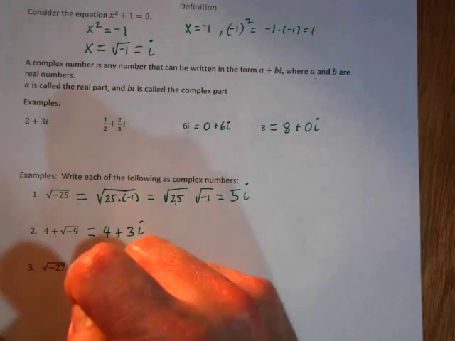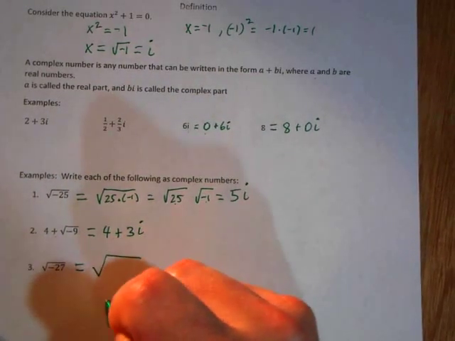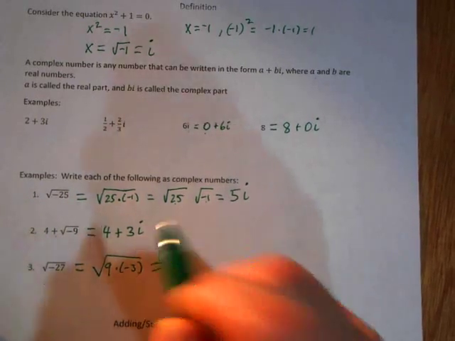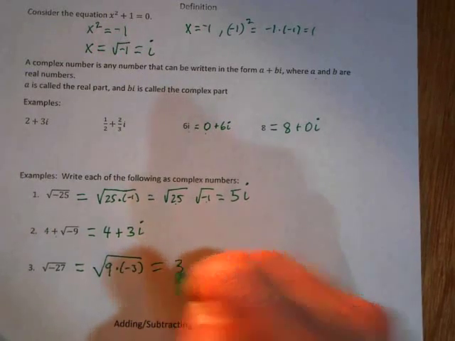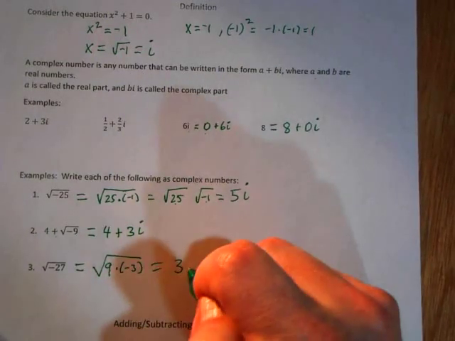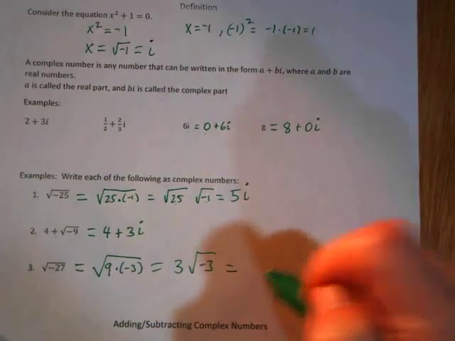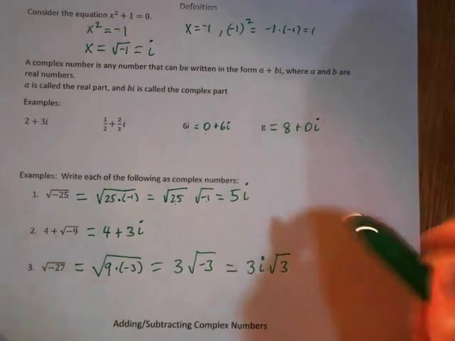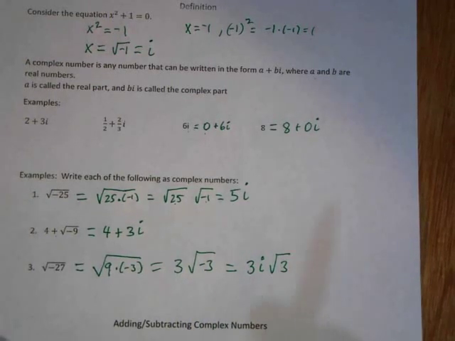Square root of negative 27, well, we would write negative 27 as 9 times negative 3. The square root of 9 is a nice number, that's 3. And then we have square root of negative 3 left over. There's not a lot I can do with that, but I would write it as 3i square root of 3, because I have a negative underneath my square root, I get an i, and then the square root of 3 is not a nice number, so I just leave it as square root of 3.